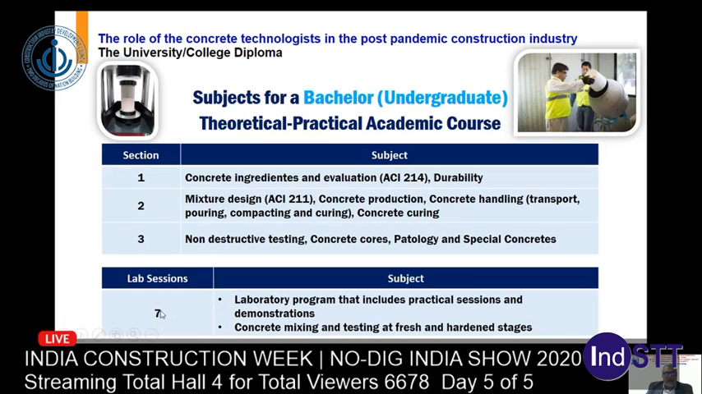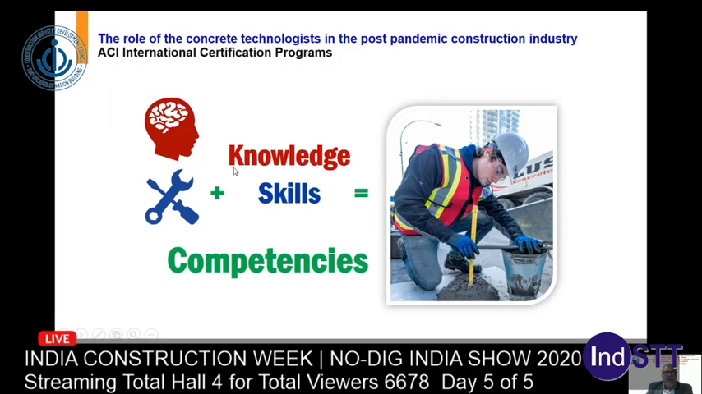This program is complemented by a 7-session laboratory program oriented to help the student develop skills: how to produce concrete, how to evaluate the performance of concrete in the fresh stage, and how to evaluate the performance in the hardened stage. Basically, our objective is to share with the student an appropriate state of the art and knowledge for bachelor degree students, as well as skills that together will give them the necessary competencies to support the activities on the job site.